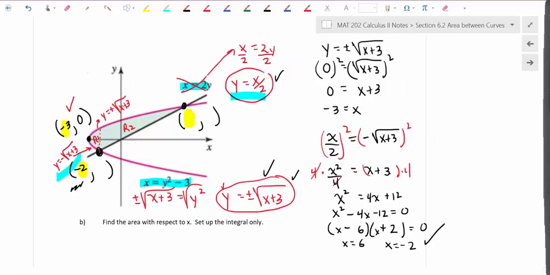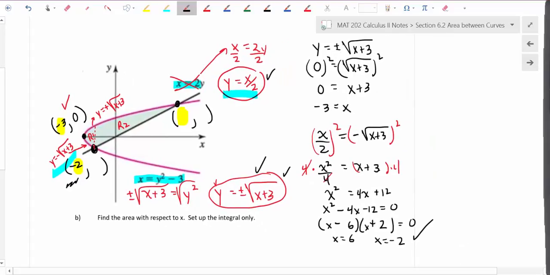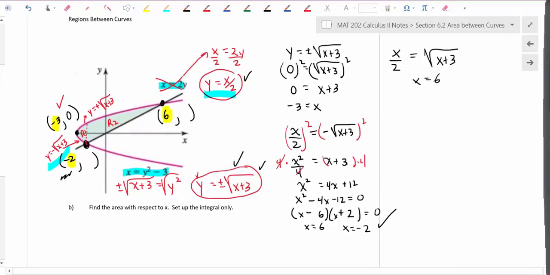All right, now the next thing we need to do is find this intersection point. So what we're going to do with this one is take the curve in black, which is x over 2, and set this equal to the curve in red, which is the upper part of the square root function, square root of x plus 3. Now if you look at this, this is going to give 6. That's going to give this curve right here. If you solve that equation, you're going to get x equals 6 by using the same strategy. Okay, so we've got our intersection points.